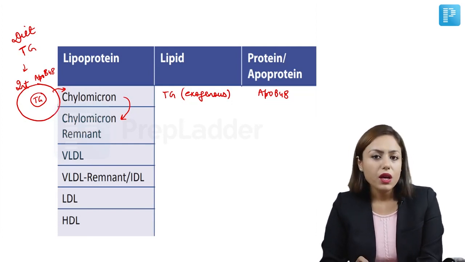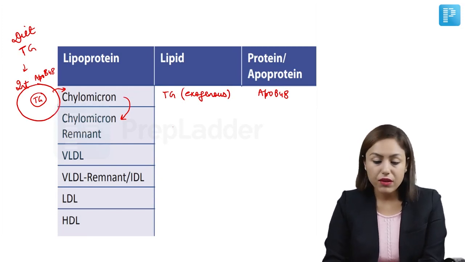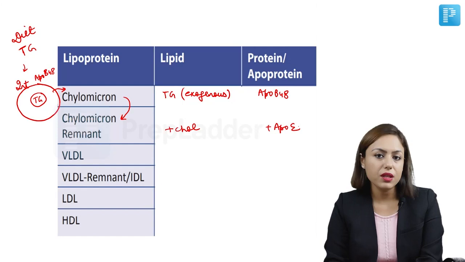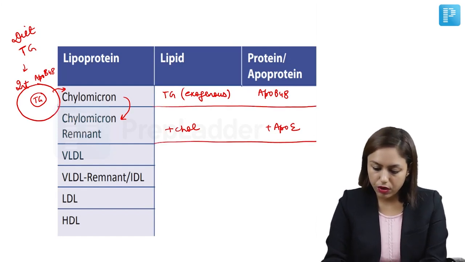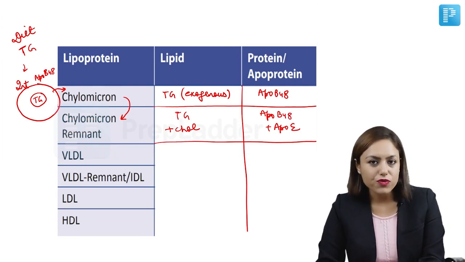Okay. Now let me tell you one thing, very easy, that whenever you have to write remnant, you add cholesterol in the lipid and you should add ApoE in the protein. So chylomicron remnant has triglyceride plus cholesterol and ApoB48 plus ApoE, right? So this was the story of exogenous fat.